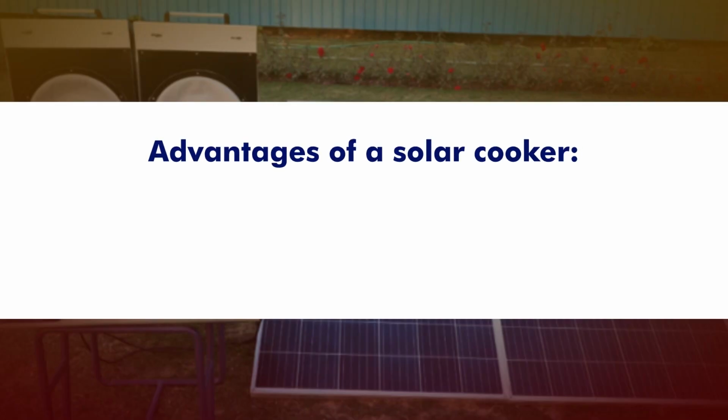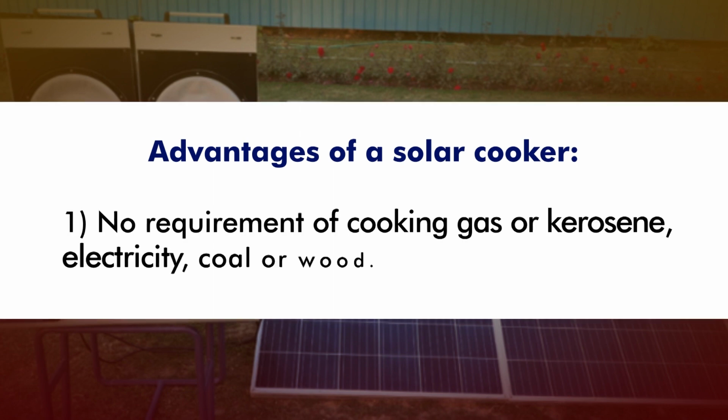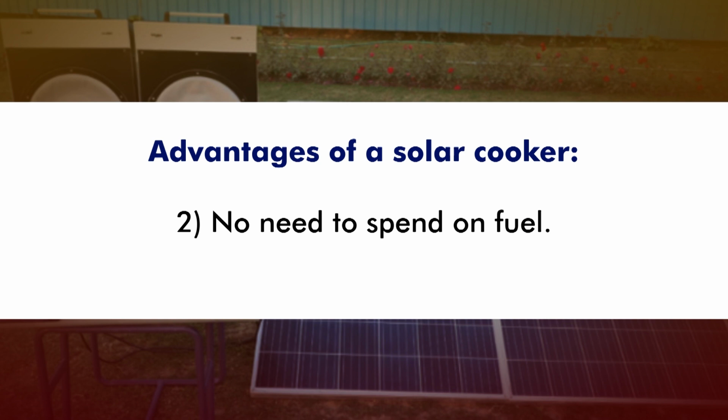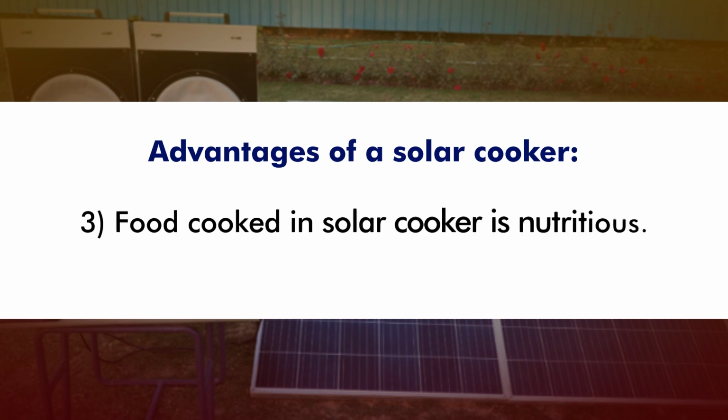Now here we will discuss the advantages of the solar cooker. The first advantage is no requirement of cooking gas, kerosene, electricity, coal or wood. The second advantage is no need to spend on fuel as solar energy is freely available. The third advantage is that food cooked in the solar cooker is nutritious. About 10 to 20% more protein is retained as compared to conventional cooking. Vitamin retention is about 20 to 30% more, whereas vitamin A retention is 5 to 10% more when food is cooked in the solar cooker.